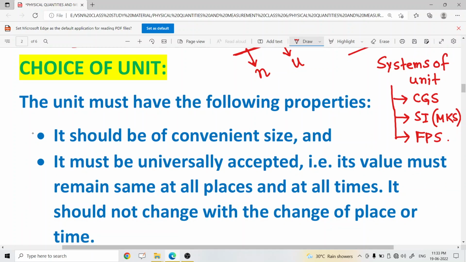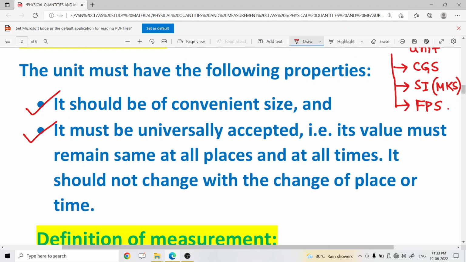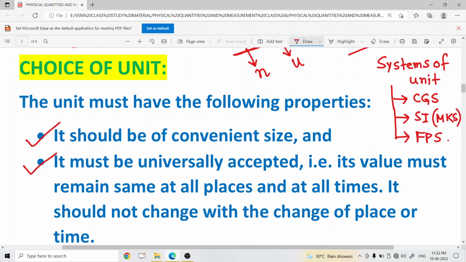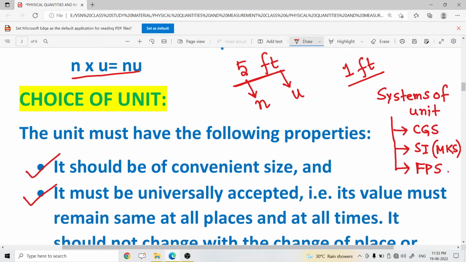First, it should be of convenient size, and the second is it must be universally accepted. Its value must remain the same at all places and at all times. It should not change with the change of place or time. That's why we can take it as a unit.